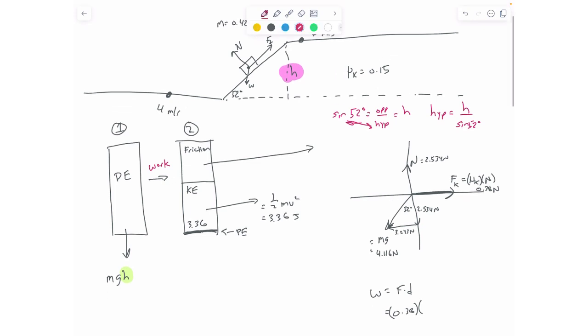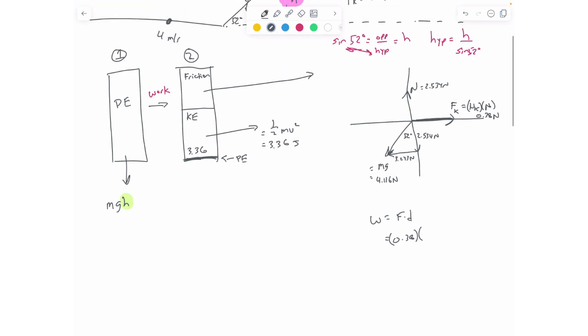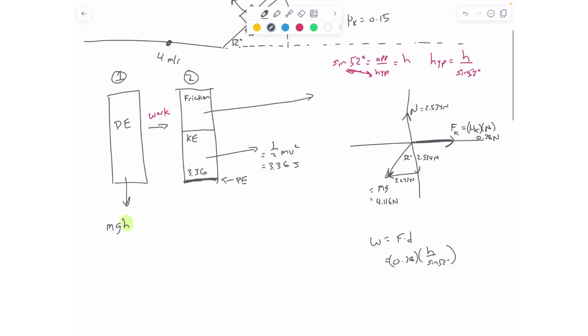So if I come back down here, the work is force times distance. What is the distance? Well, the distance is h over sine 52 degrees. Okay? And so now I know friction. So friction is now, I'm just going to put this here. So this is 0.38 times h over sine 52 degrees. Okay?